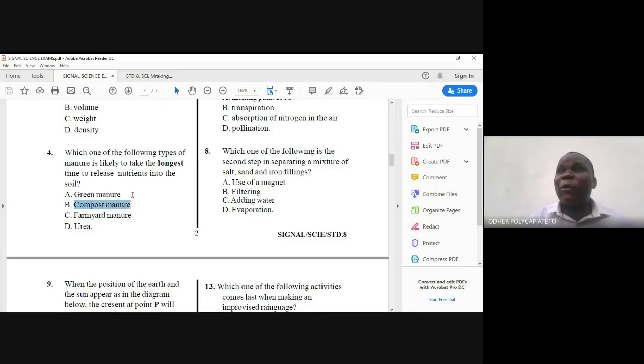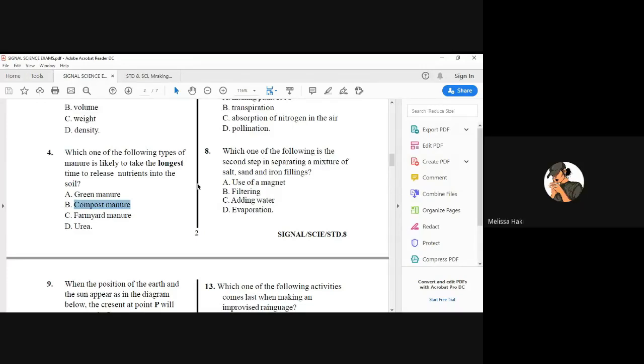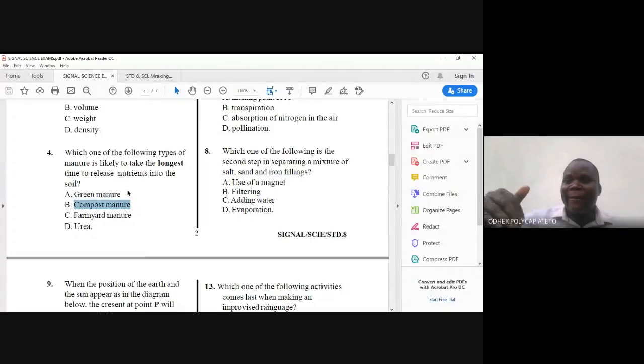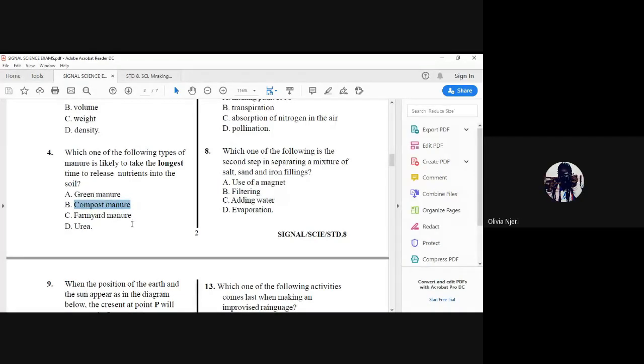And remember, there is a diagram for compost manure. Can somebody tell us how we should label the diagram? Just draw a cuboid. Are you getting what I'm saying? Then the cuboid has layers. The top layer is what? Dry leaves. Then first layer, topsoil. Second layer, ash. Third layer, farmyard manure.